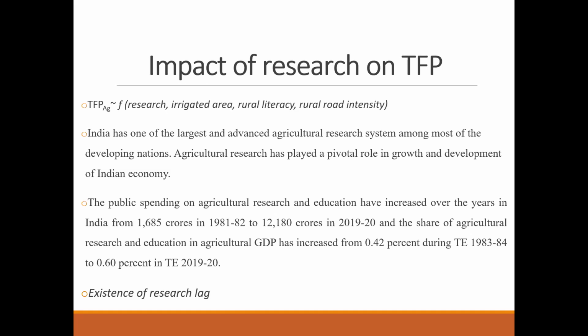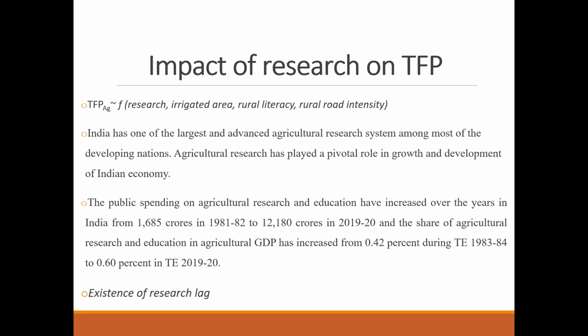Public spending on agriculture research and education has increased over the years from 1,600 crores to 12,000 crores in 2019-20, and the share of agriculture research and education in agriculture GDP has also increased from 0.4% during 1983-1984 to 0.6% in recent years. So it is important to see the impact of research on agriculture productivity. But while measuring the impact of research on TFP, it cannot be measured directly because of the existence of research lag.